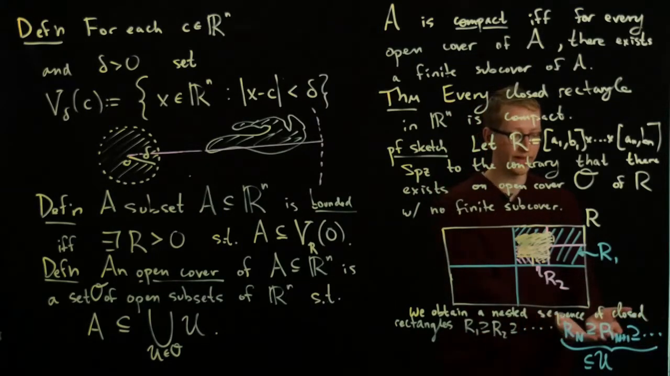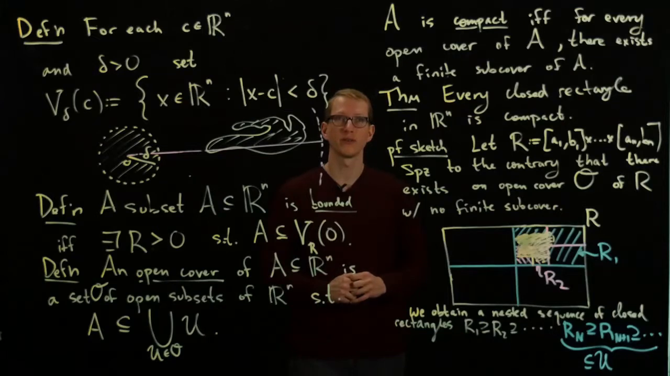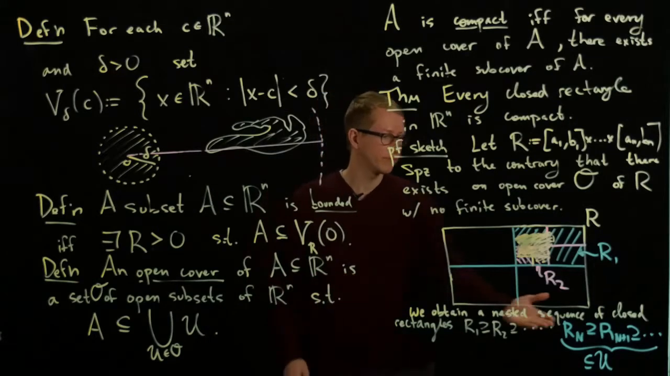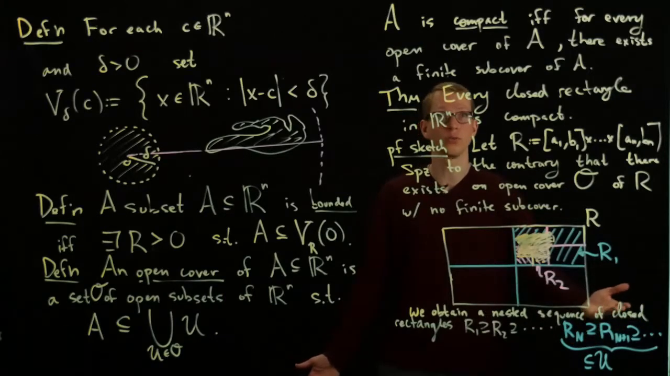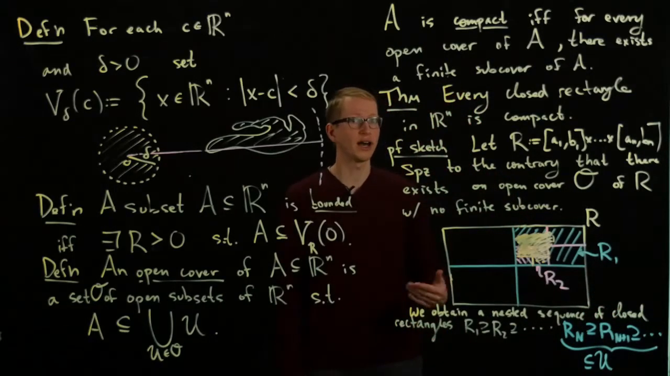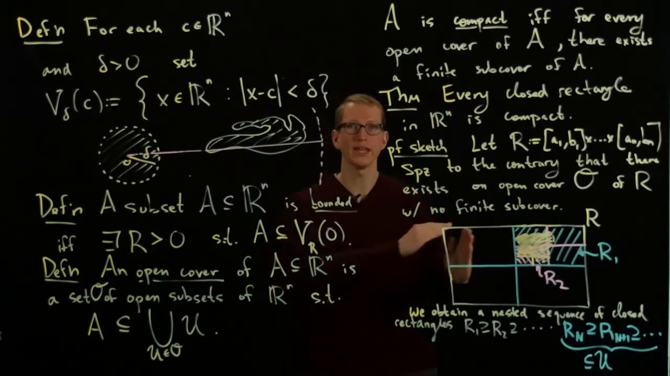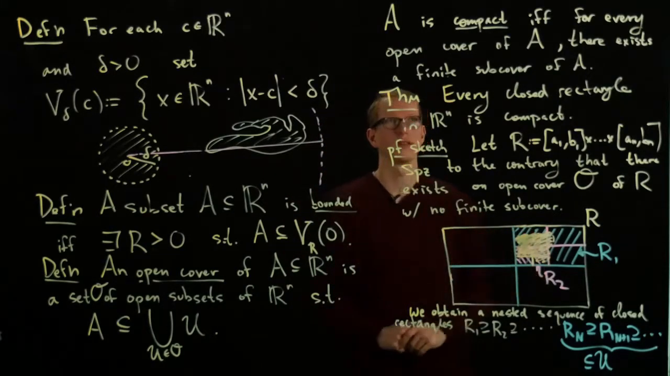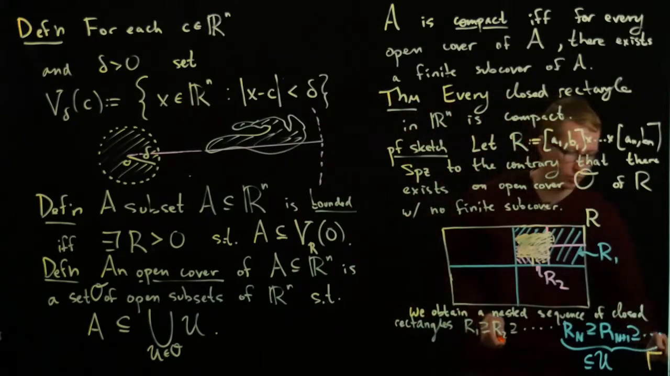We assumed that each of these R_n's were constructed to have no finite subcover at all. But here we found an open set that contains all of them, in particular one of them, which is contradictory to the fact that we're assuming that there is no finite subcover for any one of these divisions that we've made. And because of that contradiction, that proves the theorem.